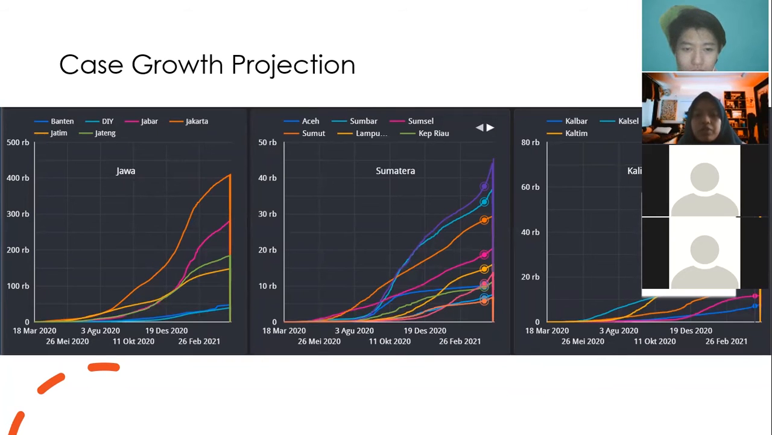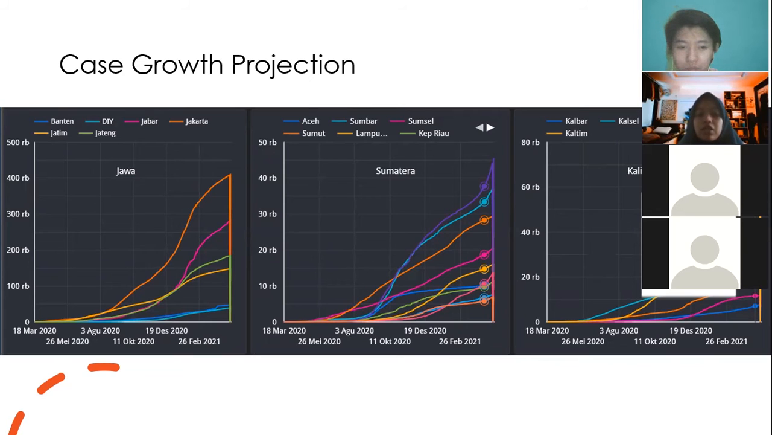With each color representing each province on the island of Sumatra, this graph projects that cases on this island began to grow in the period 26 May 2020 and continue to grow until now. Even for some locations, such as West Sumatra, the number of cases in that area experienced a significant increase between 11 October 2020 and 19 December 2020.